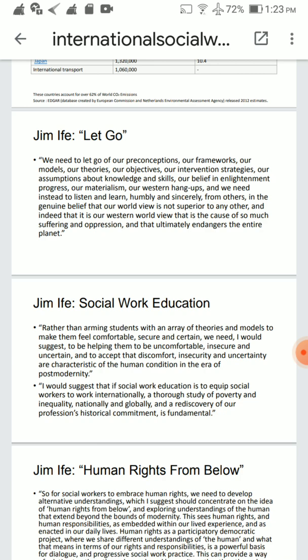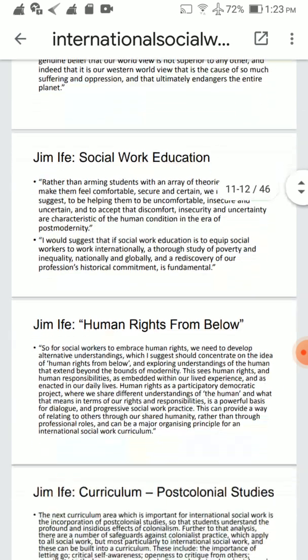I would suggest that if social work education is to equip social workers to work internationally, a thorough study of poverty and inequality nationally and globally, and a rediscovery of our profession's historical commitment, is a foundation.